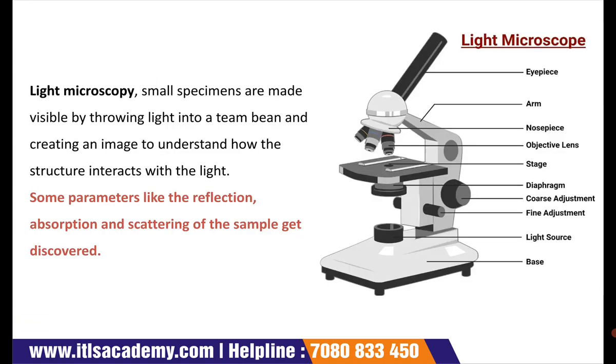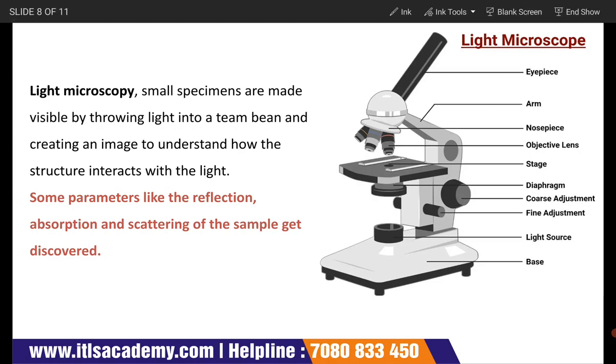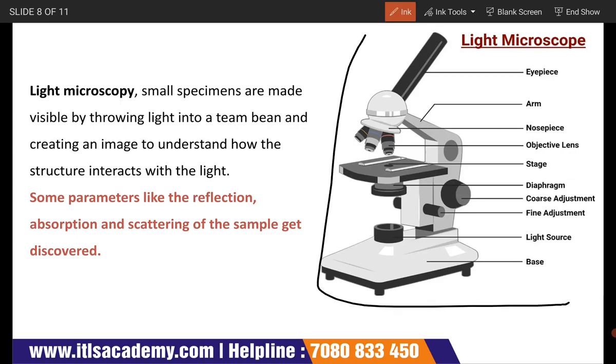Now moving to the next, that is light microscopy. This is how the light microscope looks. It has an eyepiece, from where you generally see. Then there is an arm. This is a nose piece. These are the objective lenses. This is a stage where you place your slide. This is a diaphragm for adjusting. This is a coarse adjustment, and this is a fine adjustment. This is the light source, and this is the base.